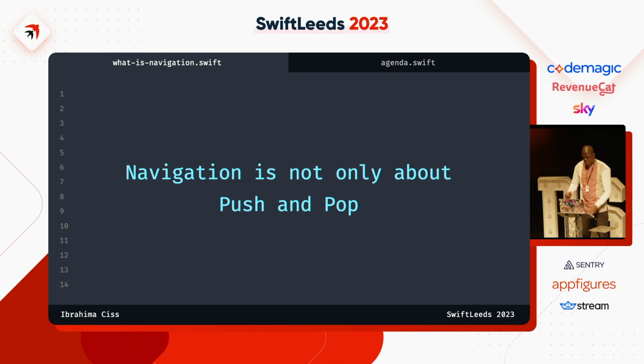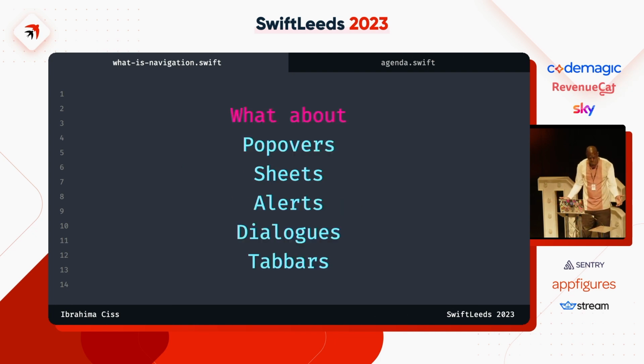We have in UIKit, UINavigationController. In SwiftUI, we have NavigationView, NavigationStack now, NavigationLink, etc. So the name says that this is a navigation thing. But navigation should not only be limited to push and pop, right? Everything I mentioned right now is about pushing and popping a screen. But what do we do about the other components, like popovers, sheets, alerts, dialogues, and top bar?